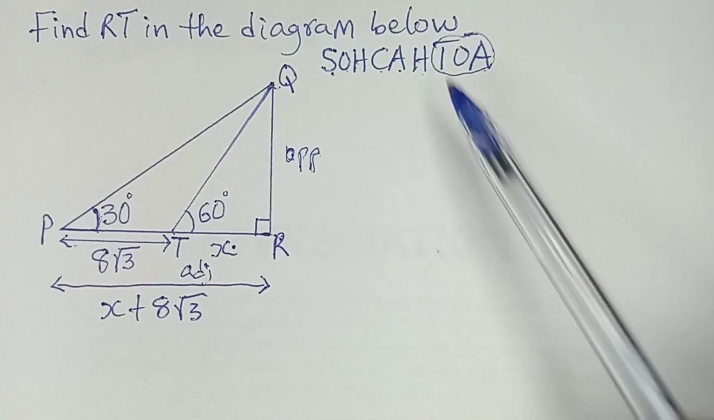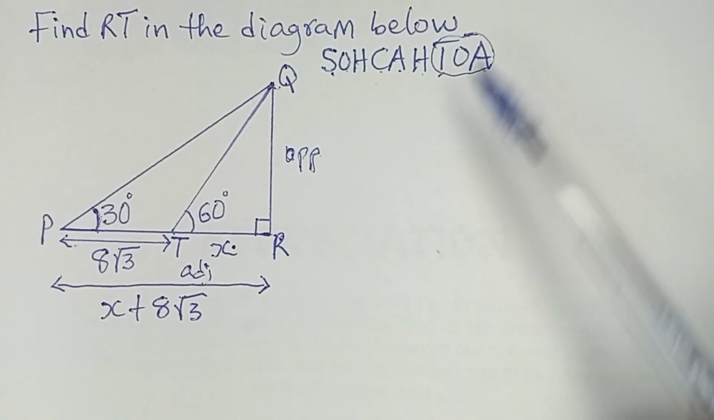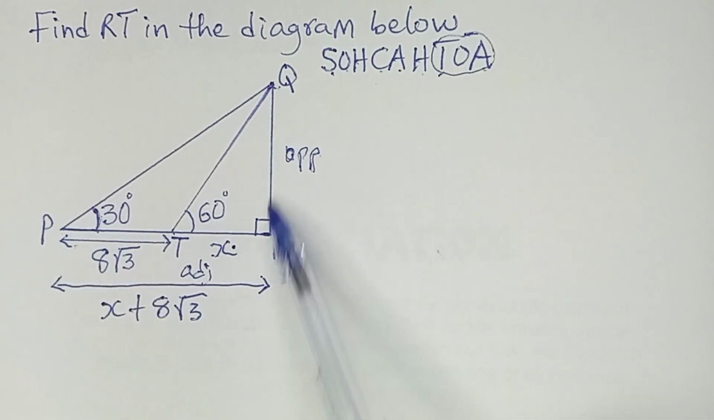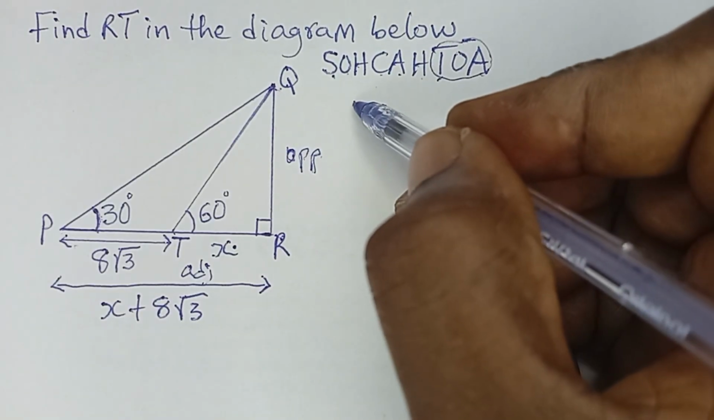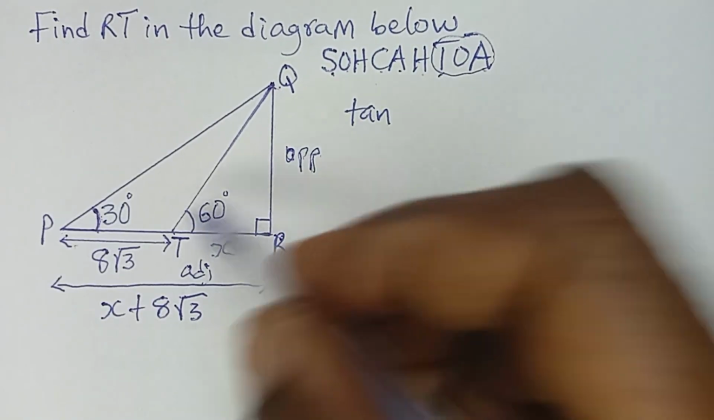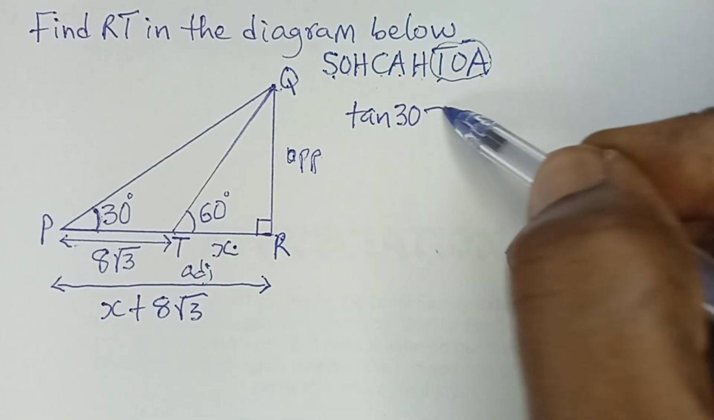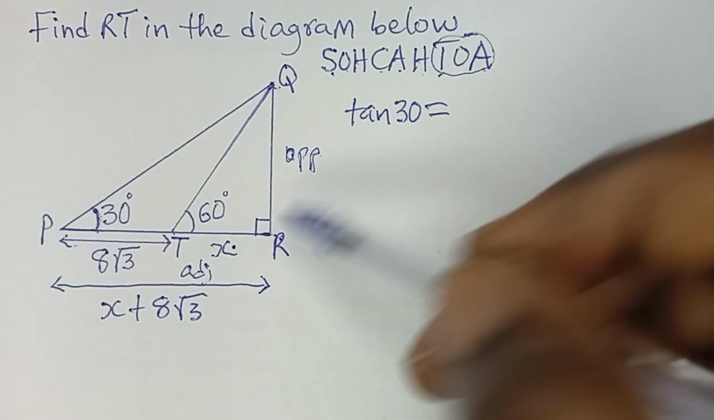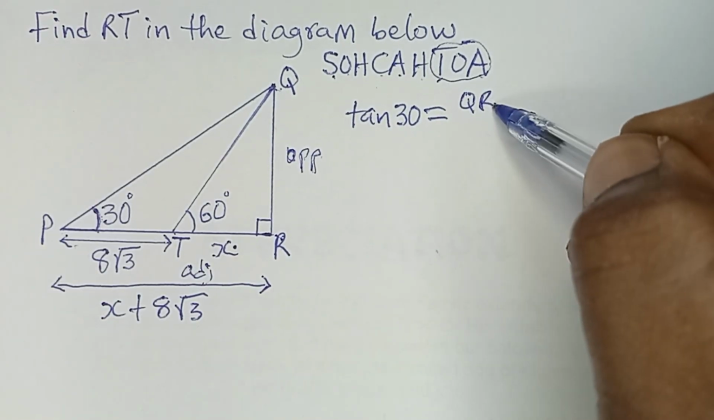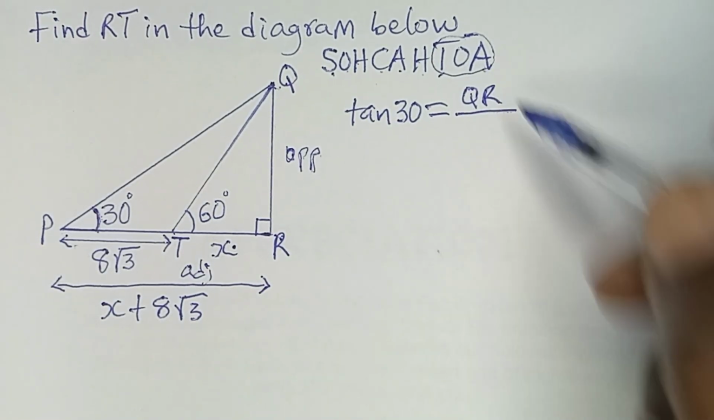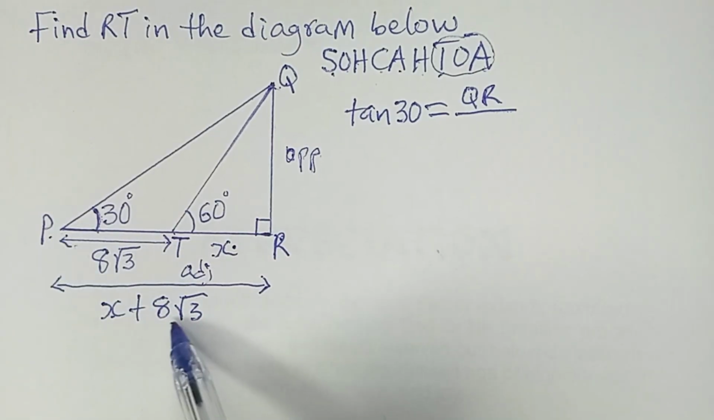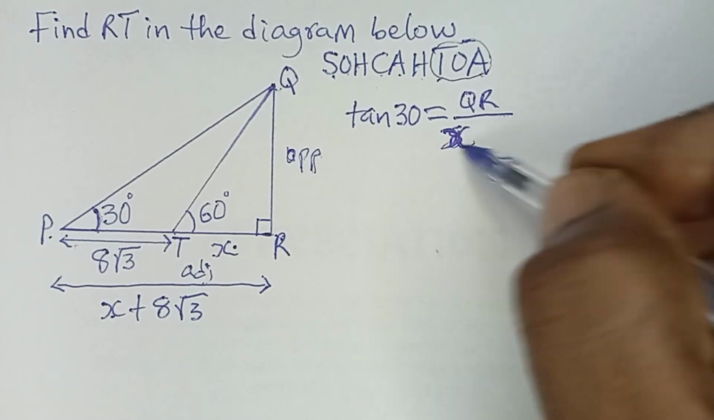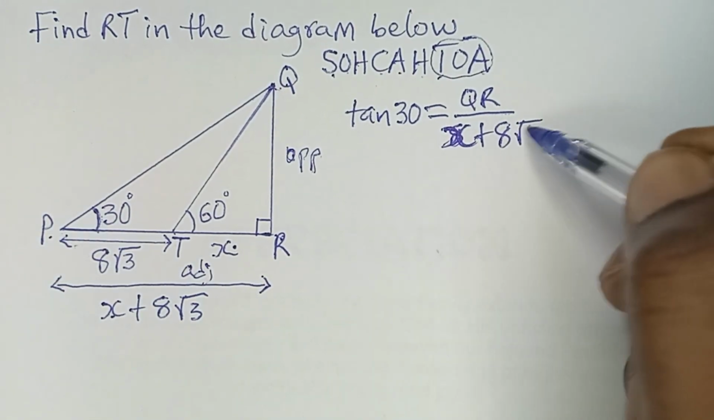So we are going to take tan, which is opposite over adjacent, of the angle we're concerned with. Don't forget we are using this large triangle. So tan 30 is equal to, according to this, opposite over adjacent. The opposite side, which is what we are looking for, QR, all over the adjacent side, which is X plus 8 root 3.